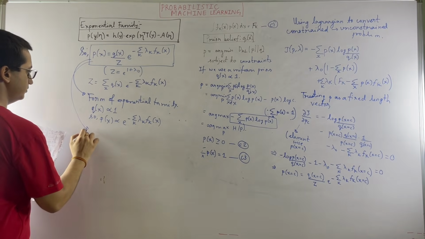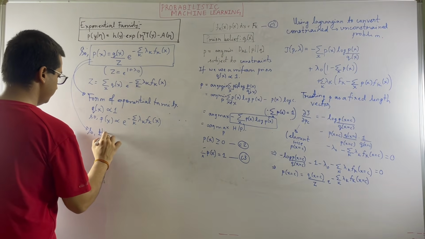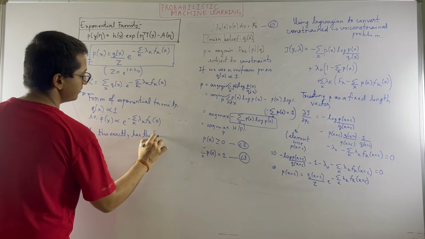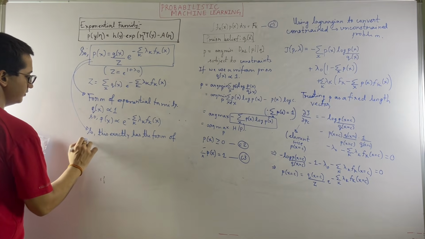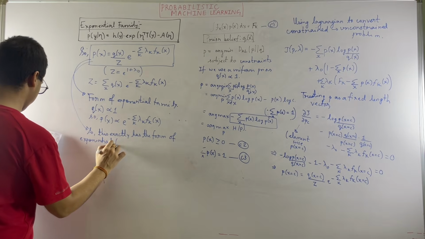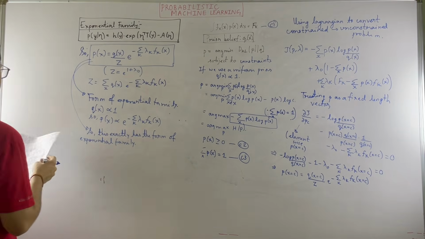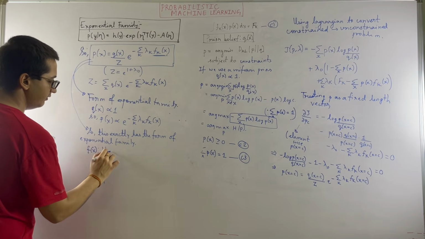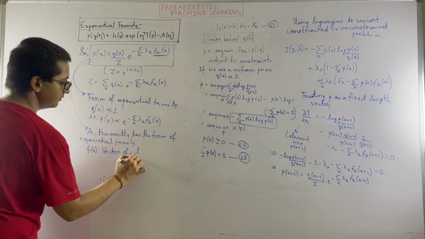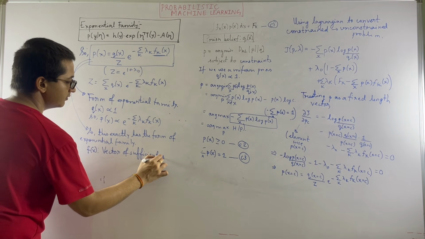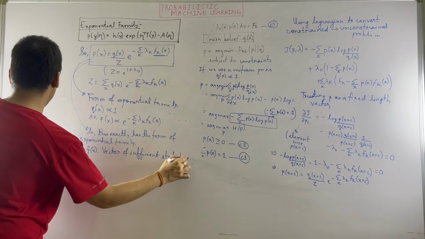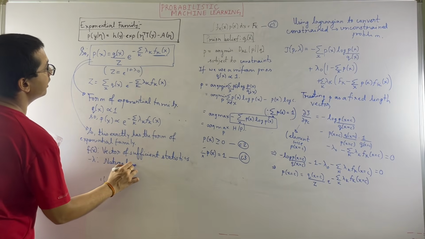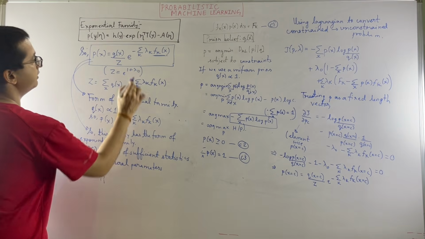So this exactly has the form of exponential family, and f of x that I have over here is the vector of sufficient statistics, and minus lambda are the natural parameters. Why? Because eta transpose is there, so we have minus lambda if we compare these two.